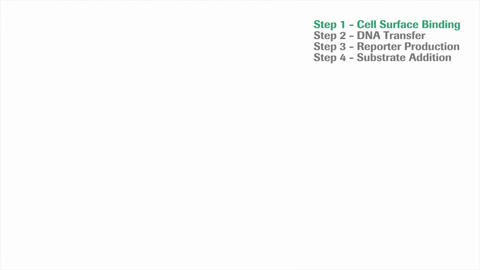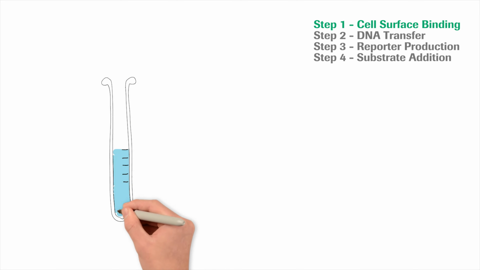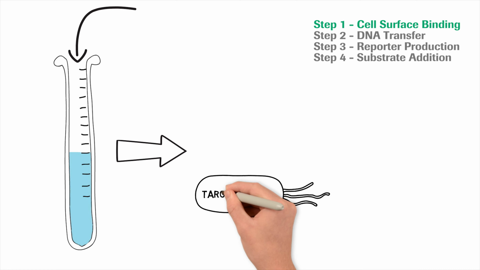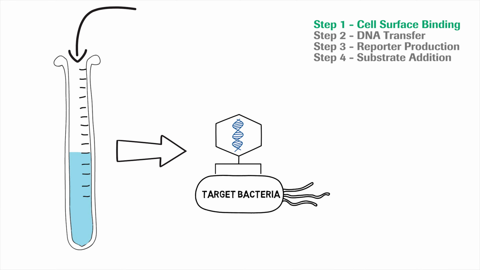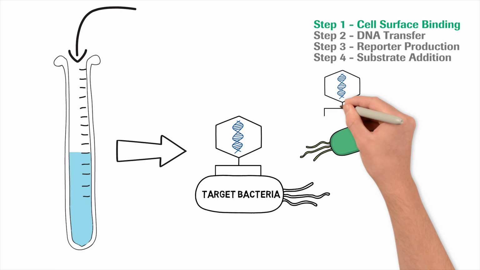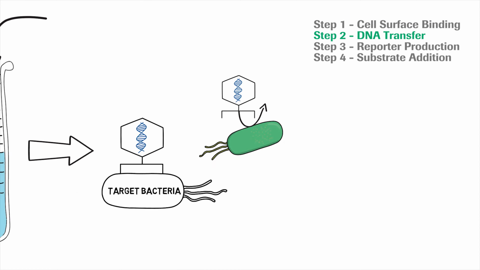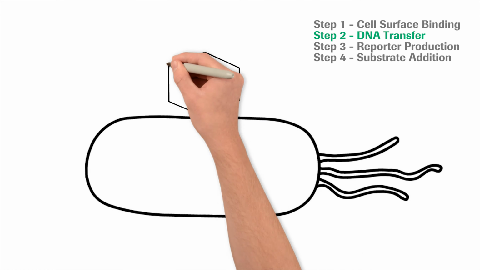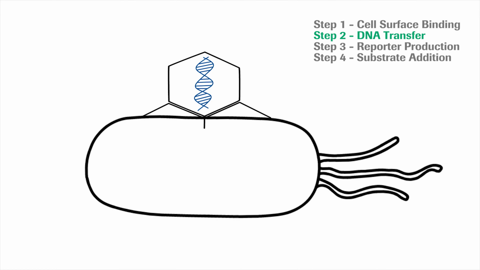Step 1. Cell surface binding. When bioparticles based on Smarticles technology are added to a sample, the bioparticles bind directly to target bacteria and not other species of bacteria. Step 2. DNA transfer. Once the bioparticles attach to the target, the custom-designed DNA molecule is injected through the cell wall.